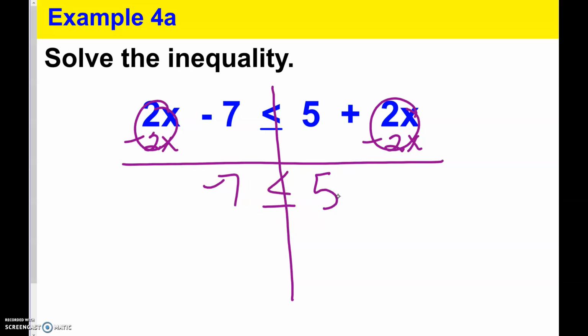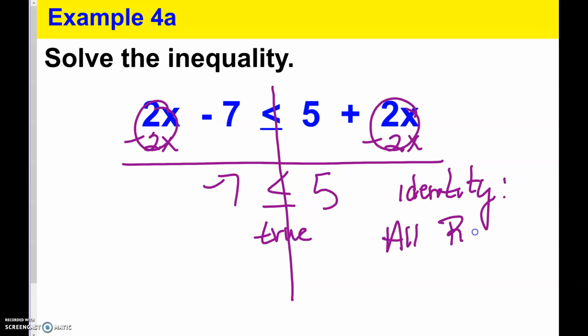Is that a true or false statement? Is -7 less than or equal to 5? That is true. So what that means is this is the identity, and what happens here is all real numbers work.